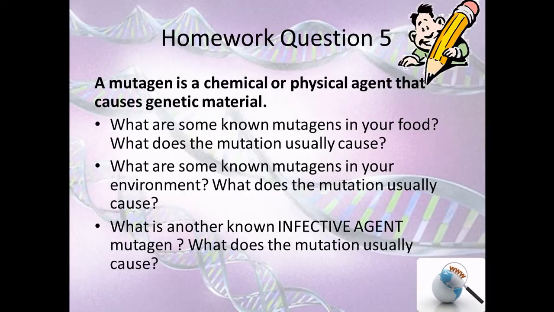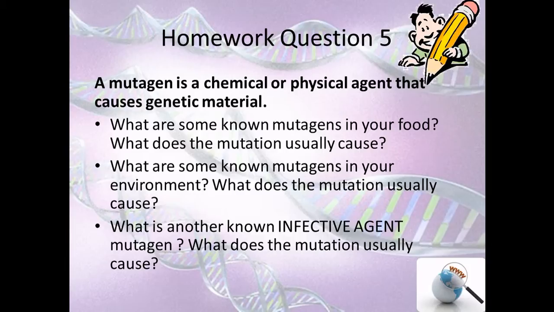The second part, what are some known mutagens in your environment? Don't use tobacco smoke. It's out of the question here. So then what does that mutation usually cause? Same idea. Something that's in the environment that you may have heard people freaking out about that may cause cancers. What cancers does it usually cause? Maybe you've heard some ads for lawyers, ambulance chasing lawyers that are saying, does your family have this disease? Well, it's caused by this kind of mutation.